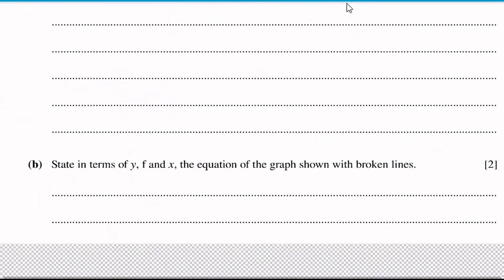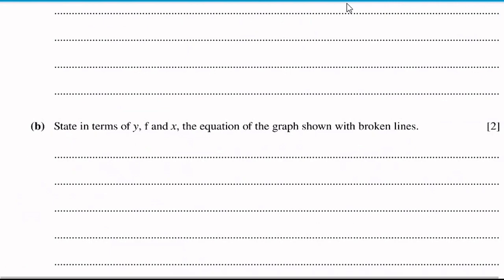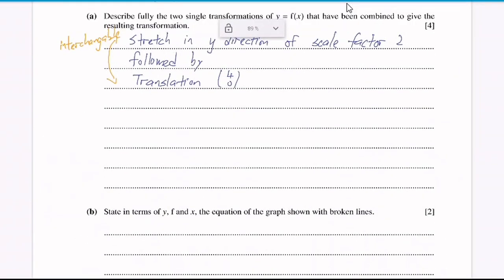So in part B, state in terms of y, f, and x the equation of the graph shown with the broken lines. So this is what we need to state.